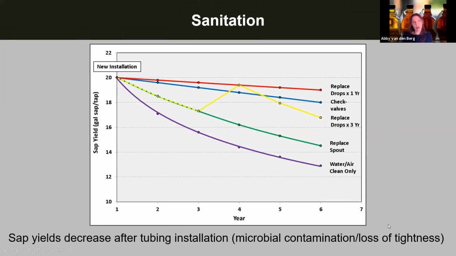Some of that is due to the loss of tightness of the system, but lots of it is also due to microbial contamination. And you can see, at least in this study where we're looking at replacement strategies, that various replacement strategies help ameliorate and improve those reductions in yields due to microbes over time.